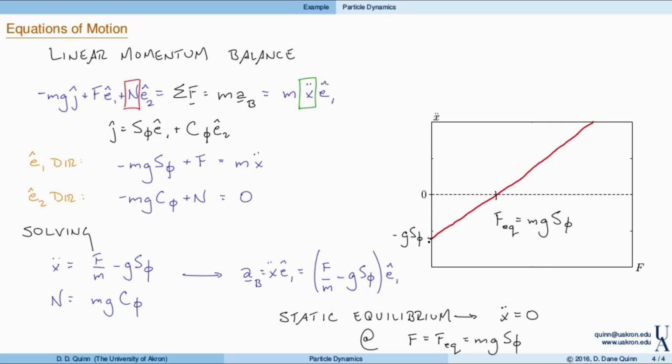So that's it for this problem. It's fairly simple, but it's a nice introduction to applying linear momentum balance for these sort of problems with sliding blocks and things. Thank you very much, and I will talk to you again.